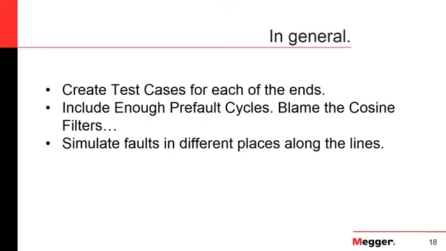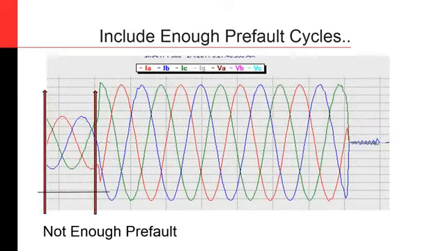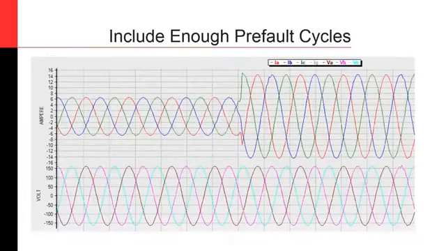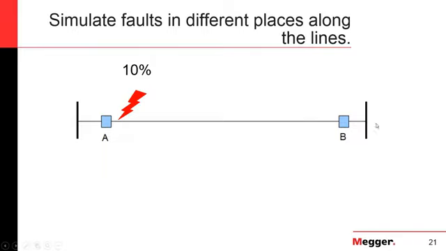Now, where was I? Okay, now simulate faults in different places along the lines. Even when you have a fault at 50% of the line, you need to create signals for relay A and relay B, because relay B is going to see a fault here differently than relay A. You need to make sure that you are protecting the line properly, and that relay B and relay A are acting together in a manner that allows for the protection of the line for different types of faults.